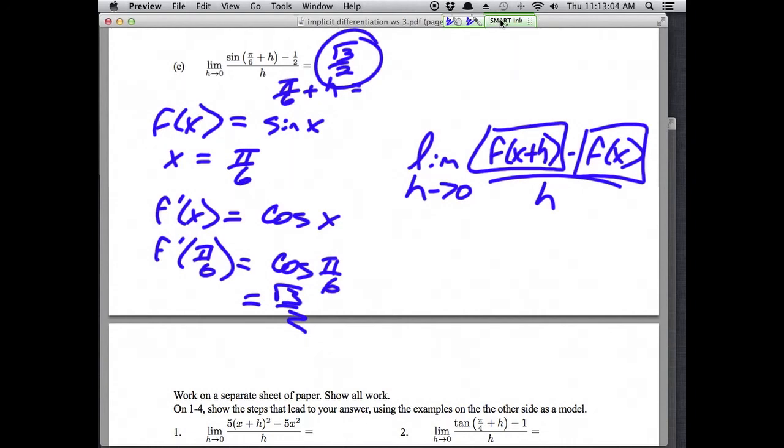Alright, so turn that over. The first 4 are like what we just did, and then everything else is implicit. So you've got about 12 minutes to work.